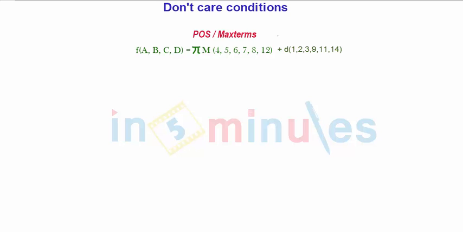So for POS format, I introduced one sum here, that is nothing but also 4 variables in the function A, B, C, D, and these 4 variables are expressed in max terms, that is nothing but POS form, product of sums. So here is the notation for product of sum, and dot d, that is nothing but don't care conditions 1, 2, 3, 9, 11 and 14 are present, and the dot indicates that it's a product, and these are the sum terms. Sum terms, fixed output giving at 4, 5, 6, 7, 8, 12, and don't care at 1, 2, 3, 9, 11 and 14.